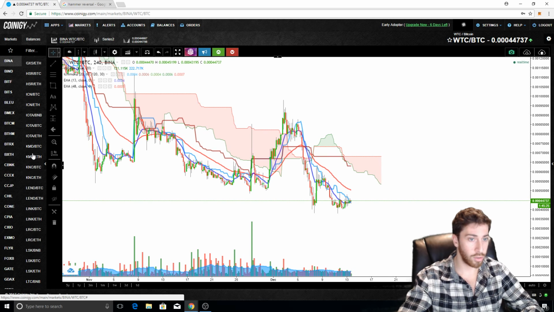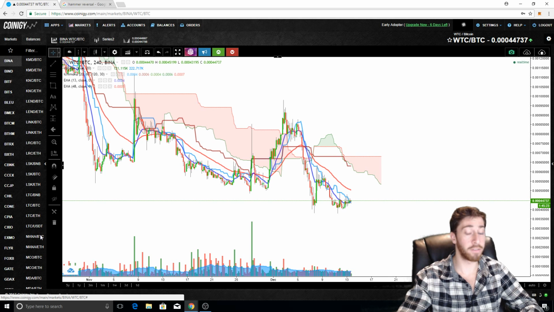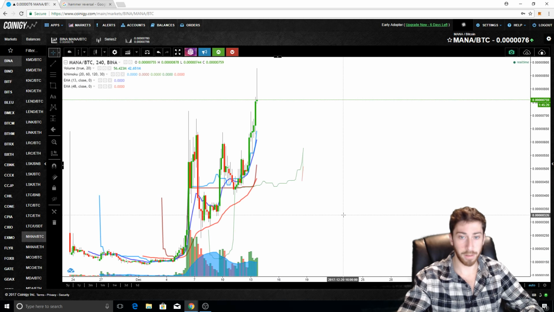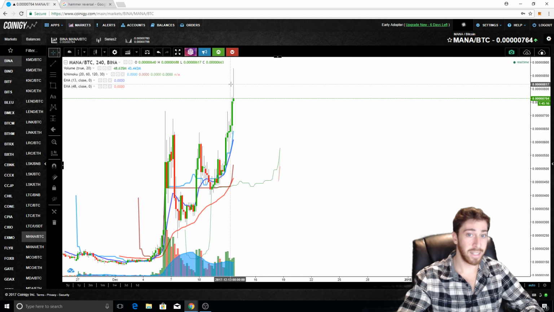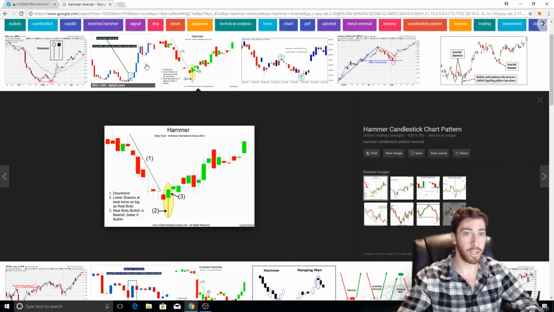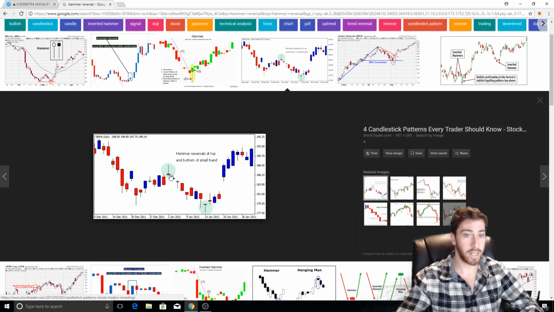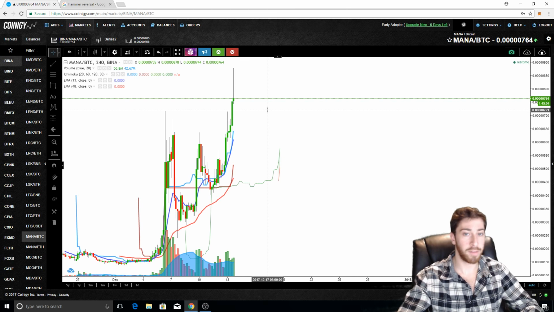Let's go to Mana, for example, which broke out the other day. So if I pull up the Mana chart, I see this sell signal. If this candle closes like this, it's an immediate sell signal. I was showing you over here, right here, one of the strongest reversal signals out there. I looked at this chart for maybe 5 seconds and I saw this signal. I'm going to be watching it.